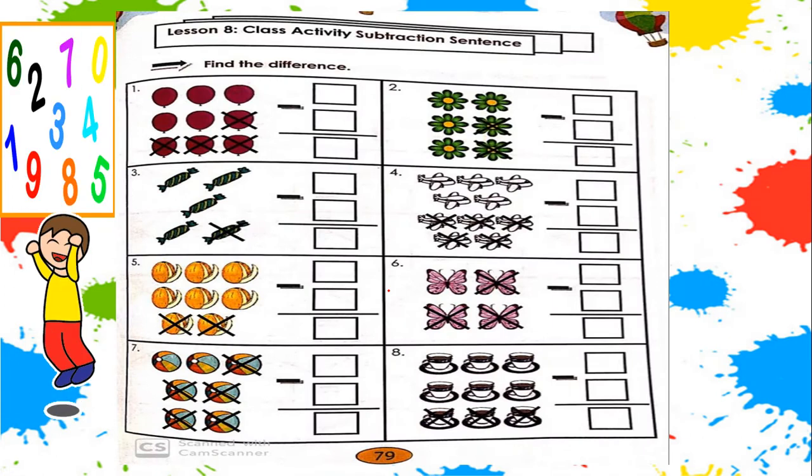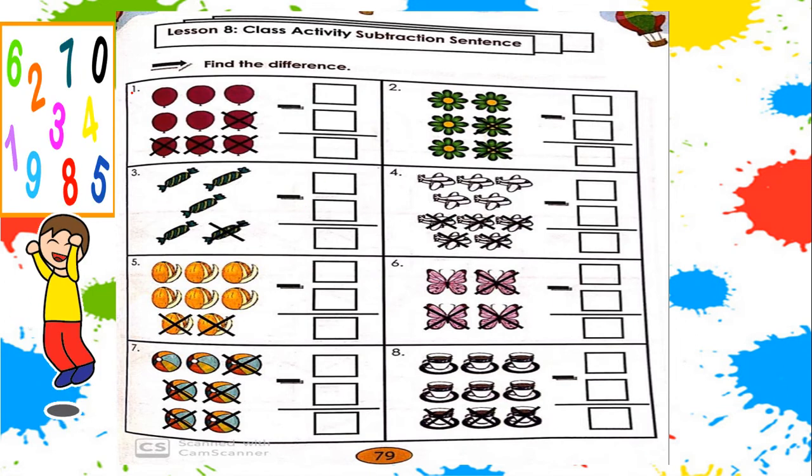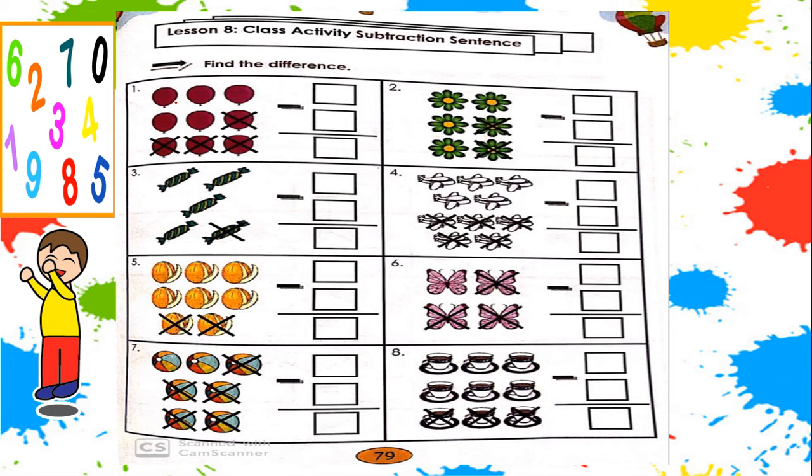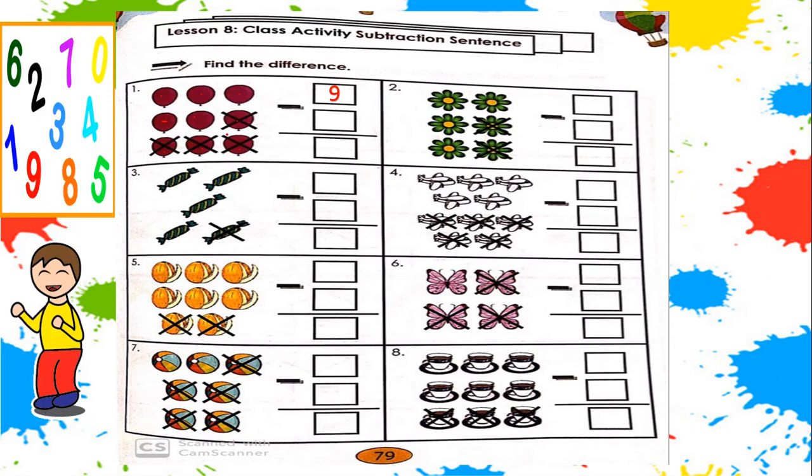Okay, so let's try answering in your math book. I want you to open it on page 79. Okay, let's take the first box. We have here the balloons. Okay, so first, count all. 1, 2, 3, 4, 5, 6, 7, 8, 9. So how many balloons we have here? 9.